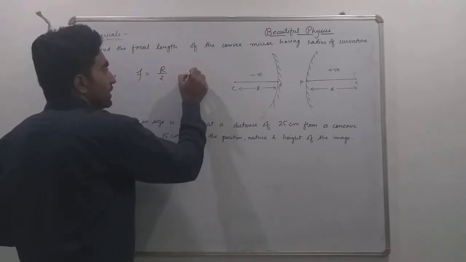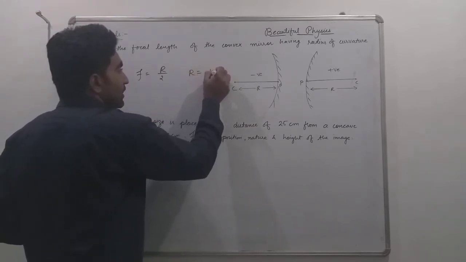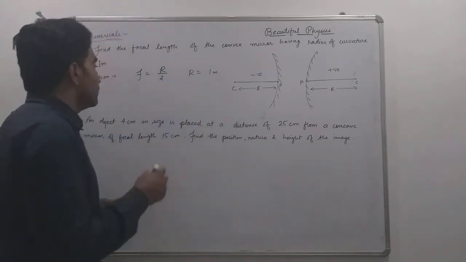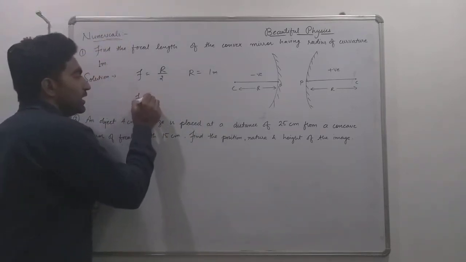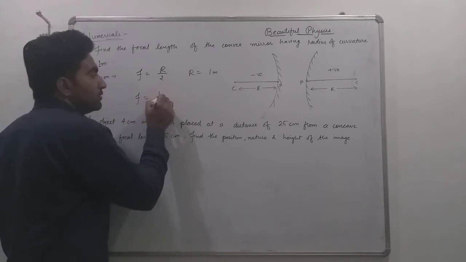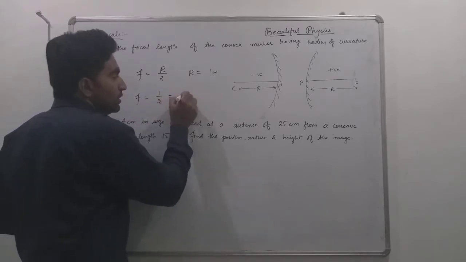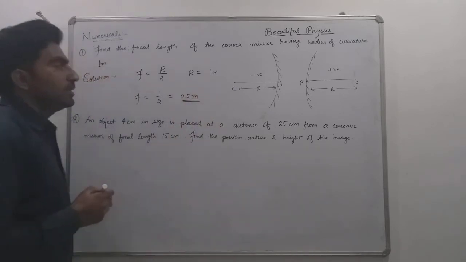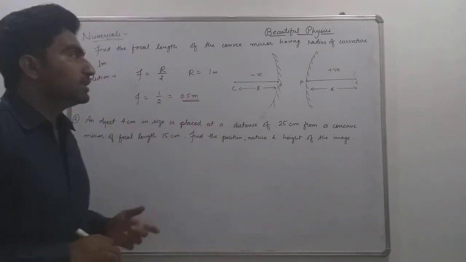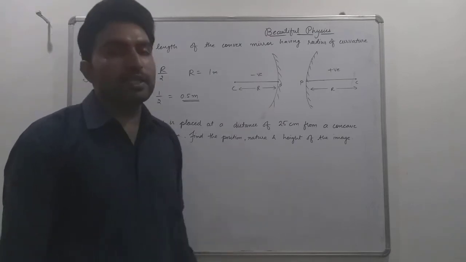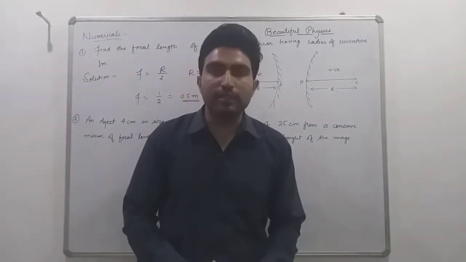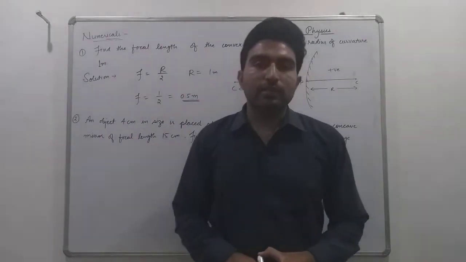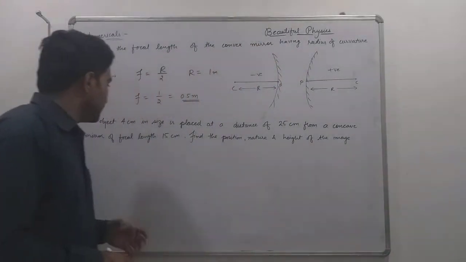Here we are given that r is equal to 1 meter. So we will take 1 as a positive quantity. Then the focal length f is equal to r by 2, meaning 1 by 2, which equals 0.5 meter. This is the answer to the question: the focal length of the convex mirror having a radius of curvature of 1 meter will be equal to 0.5 meter. Okay, now take the next example.